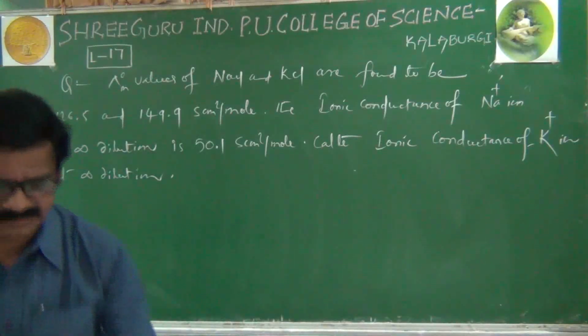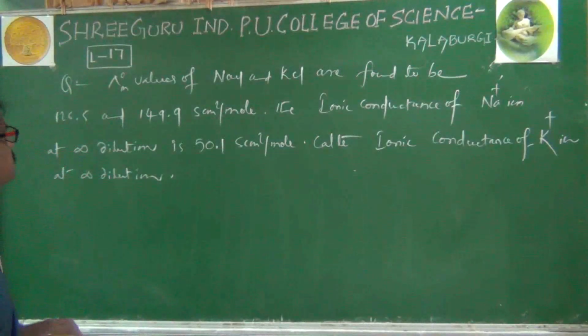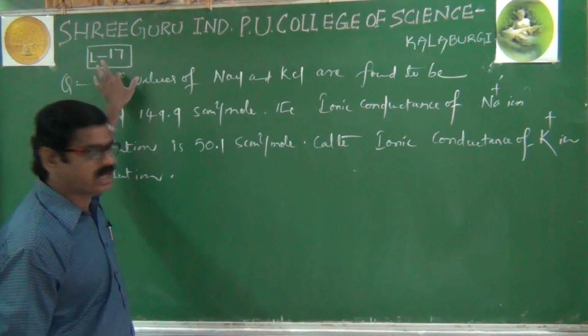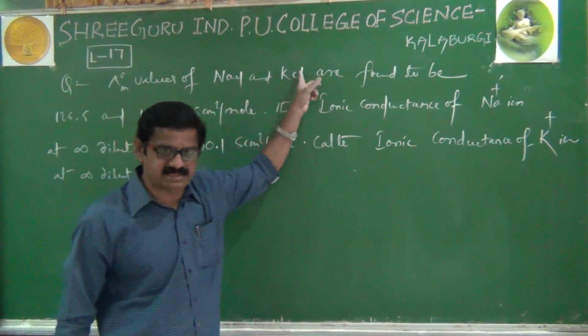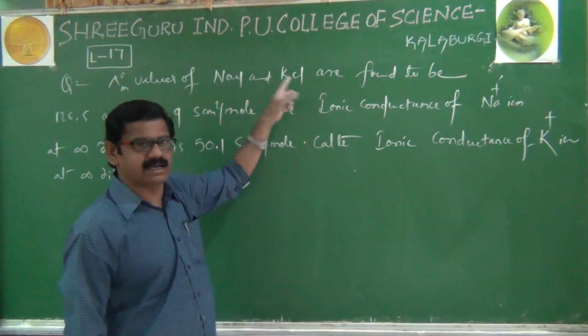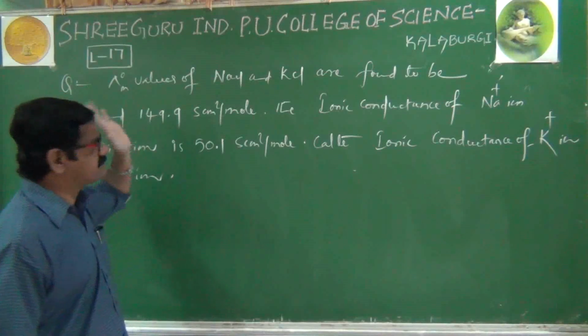That's it. This is the question. First, we'll try to understand the given data. Lambda m naught, nothing but a limiting molar conductance of NaCl as well as KCl. Of course, both are strong electrolytes. Both limiting molar conductance values have already been given in the question.